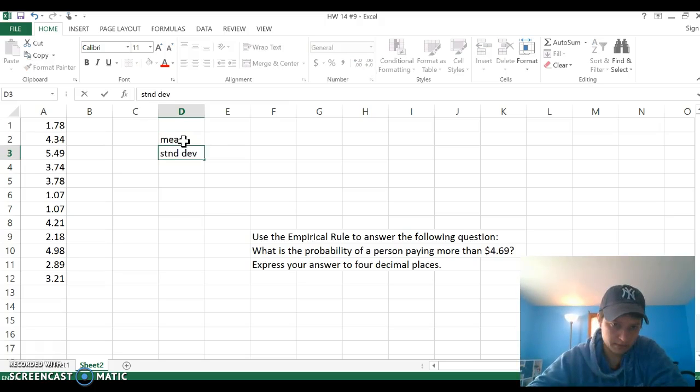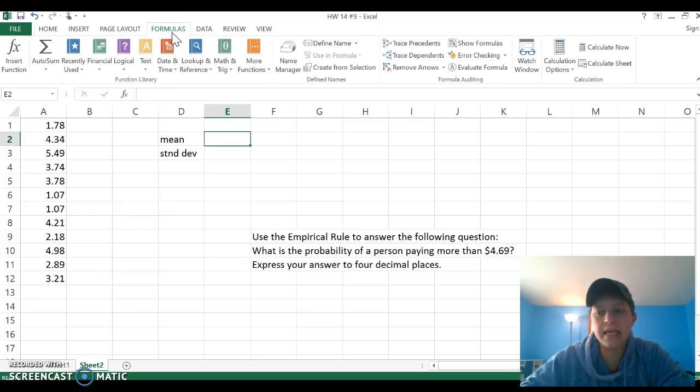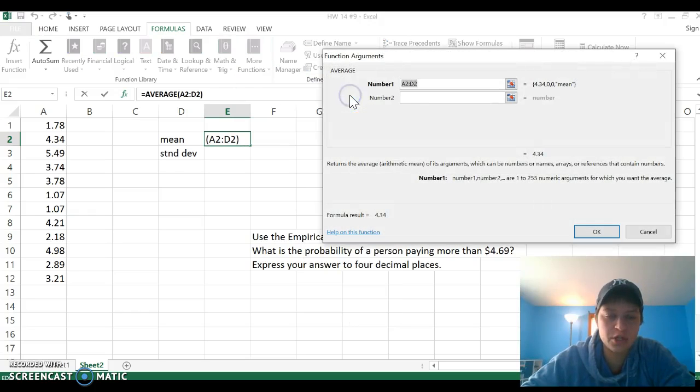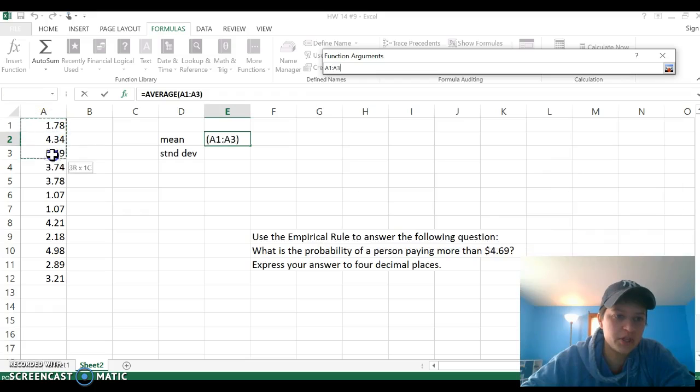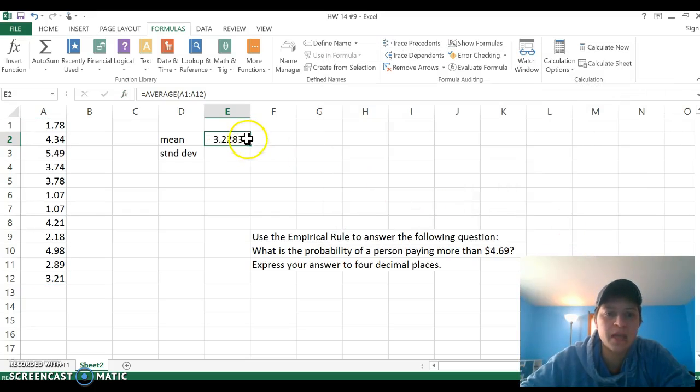the standard deviation. Now, to find the mean, I'm going to use formulas, and the mean is a statistical formula, so I need to go to More Functions, Statistical, and to the average. Now, I want the average of these 12 values, so I click on the top one, and it's the cell A1, and I drag all the way down to cell A12. When I see that up here, A1 to A12, I click OK, and my average is 322,833.